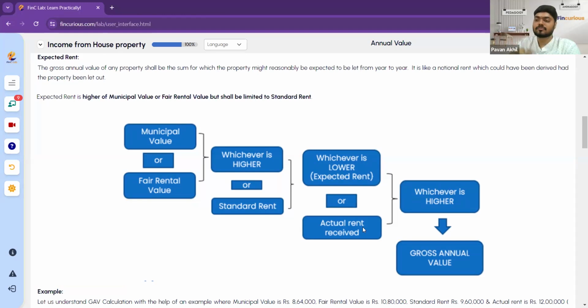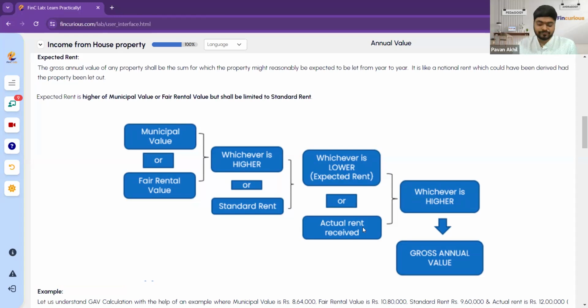And then if it is more than 10,000, then obviously you need to take the expected rent, correct? So actual rent received or expected rent, whichever is higher value you need to take. If actual rent received is only 10,000 per month, but expected rent is 15,000 per month, for example, then what happens? You are bound to take expected rent. So that is why the government has come up with all these things.